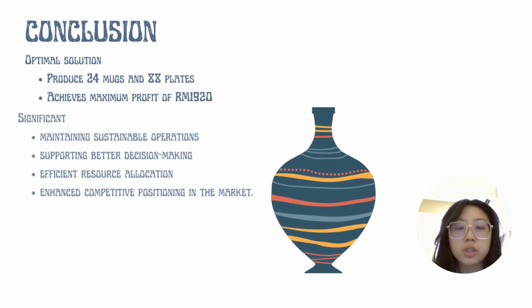In conclusion, the Potter Ceramics and Clay should produce 24 mugs and 88 plates to maximize its profit, achieving a total profit of 1920. These optimizations ensure that Potter Ceramics and Clay can achieve maximum profitability while maintaining sustainable operations, supporting better decision making, efficient resource allocation, and enhanced competitive positioning in the market.